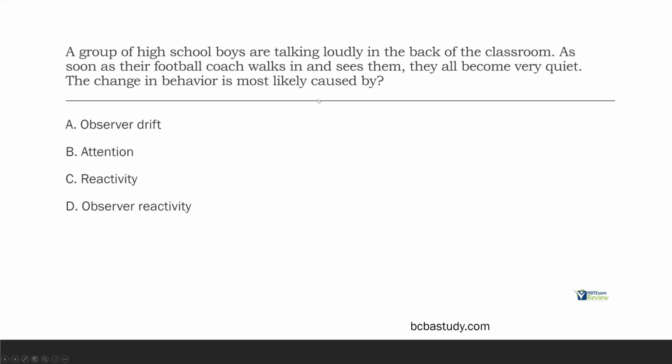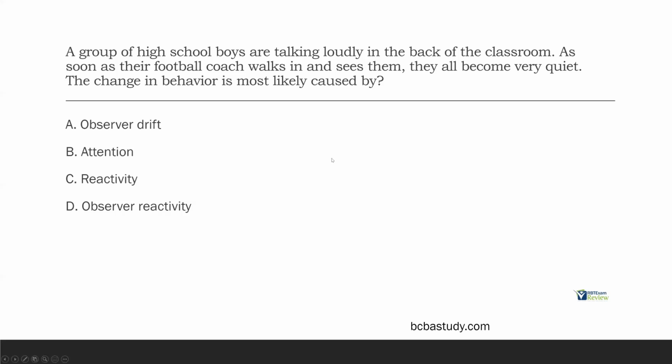We're looking at a change in behavior, the change in behavior of these boys. Originally, they were talking very loudly, and then they become very quiet. And what caused that? Well, their football coach walked in the room. So we're looking to describe this phenomenon of the boys not being watched, coach walking in, seeing them and watching them, their behavior changing. What word comes to mind?